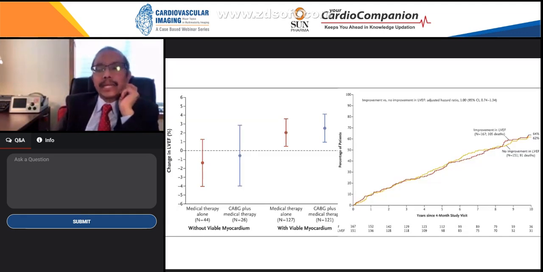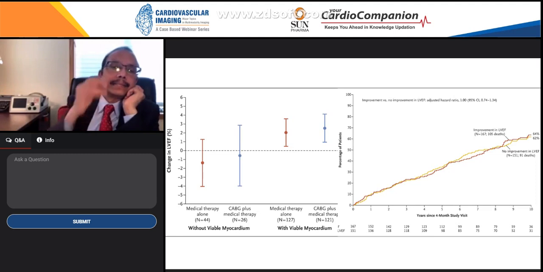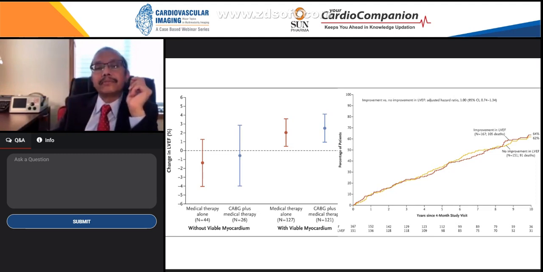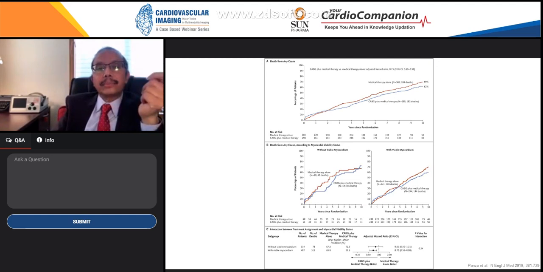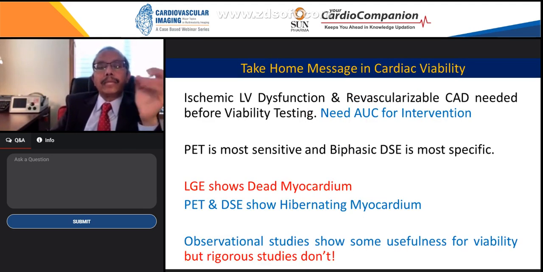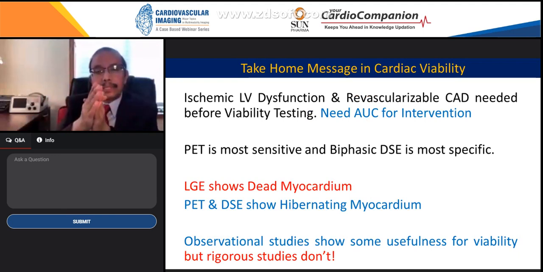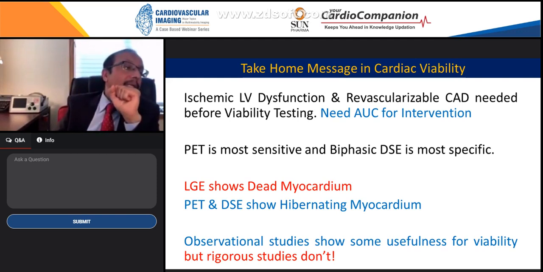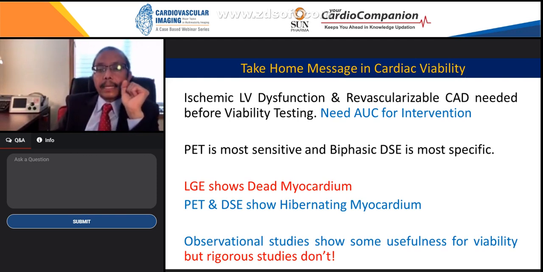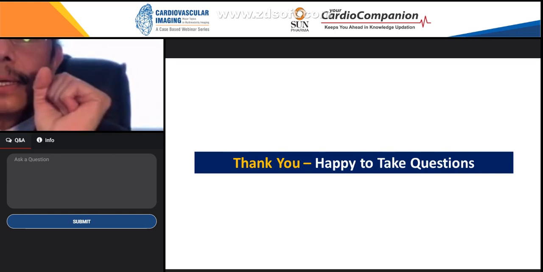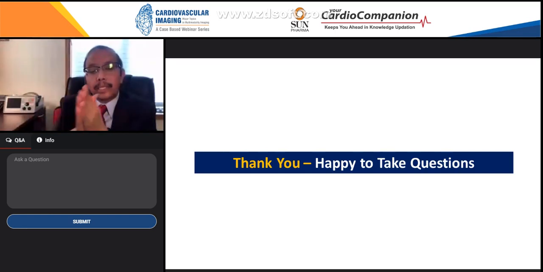The last question I had asked was how many of us do viability. Here is the famous long-term follow-up study from STICH. Whether you have viability or no viability, the EF doesn't improve and the outcomes don't improve, which creates a paradox. You need ischemic LV dysfunction and revascularizable CAD for viability testing, but a lot of this data comes from observational studies, and when it's studied in a robust manner, very often viability doesn't show any benefit. With that, I will unshare my slide, and Ron, you can take over and tell us about the nuclear part.